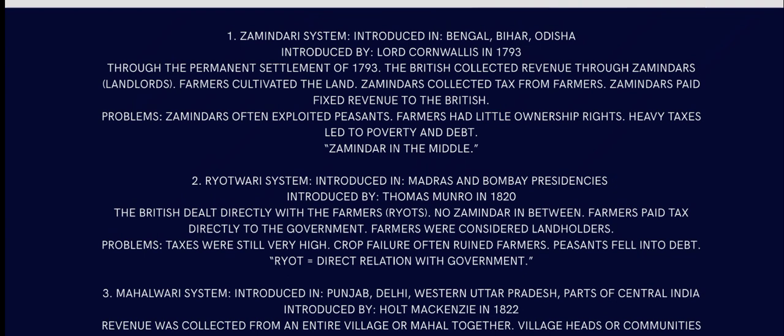The problem arose when taxes were still very high. Crop failure often ruined farmers. Peasants fell into debt. The only problem was that taxes were very high, and if the crop failed because of some natural calamity or some other reason, farmers still had to pay the taxes to the British government. So peasants fell into debt, and that's the problem. What is Rayat? Rayat is a direct relation with the government, that is the Rayatwadi system.